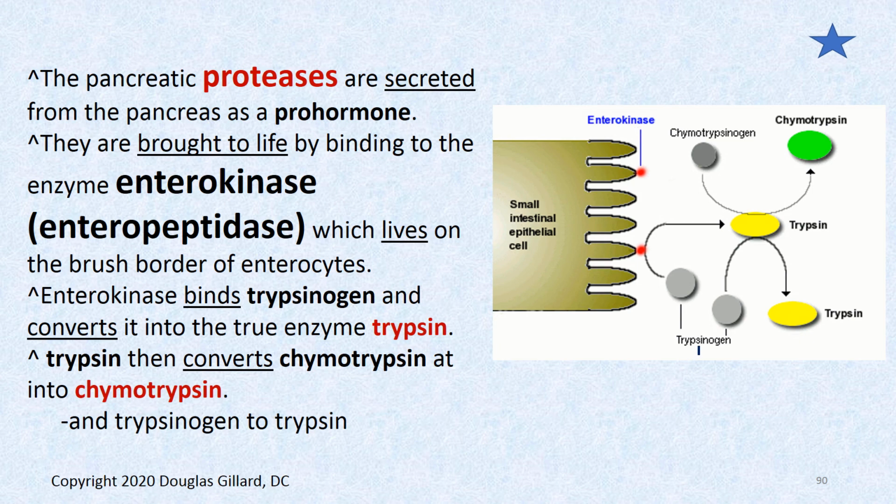Remember the proteases. There's one important one I could test you on, you never know. It's called enterokinase, aka enteropeptidase. It lives on the enterocytes on the brush border. It's not a free-floating enzyme. Trypsinogen is released from the pancreas.